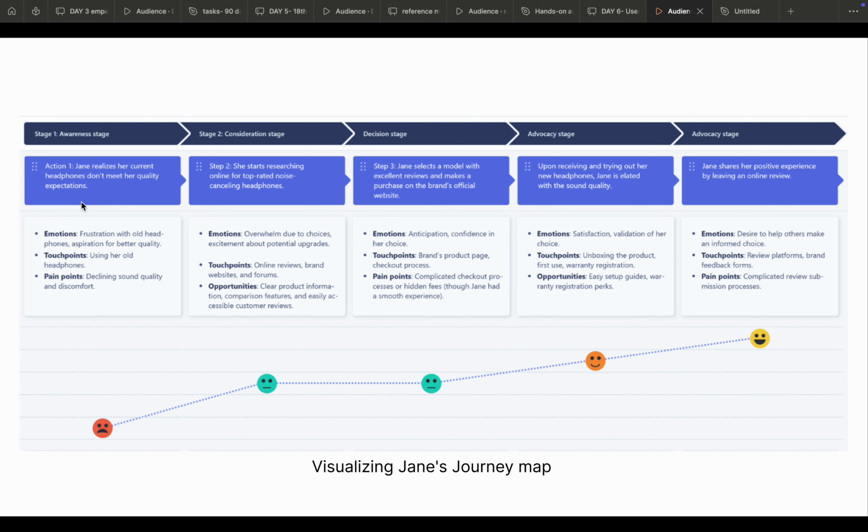So imagining a user, we can do this user journey mapping process. So in the awareness stage, what is the action she is taking? She realizes that her current headphones are not meeting her quality expectations. So what is happening? Her emotion is down. She is feeling frustrated with old headphones, and she is also trying to have a better quality. That is her emotion. Touch point? Using her old headphones. She has no other go.